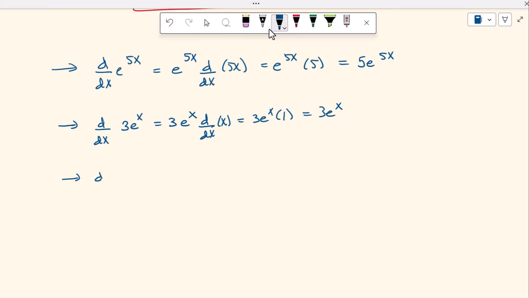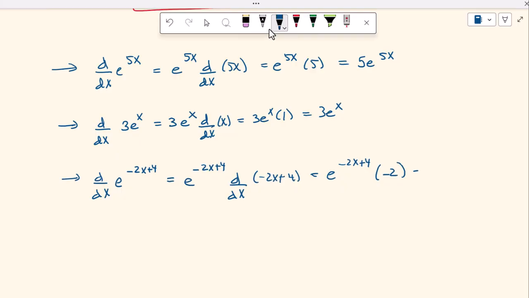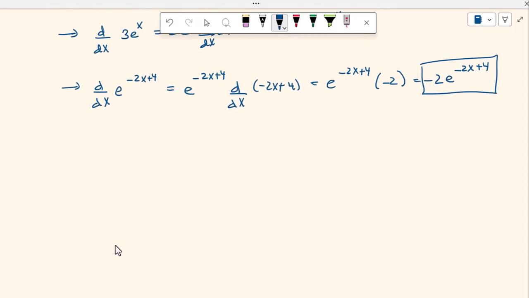Let's look at the derivative with respect to x of e to the negative 2x plus 4. The derivative of e to the u is e to the u prime. Okay, so now we've got to finish it, e to the u, and then that u prime, the derivative of negative 2x plus 4, is negative 2, and then we could rewrite that as negative 2e to the negative 2x plus 4. So taking derivatives, just remember that the derivative of e to the u is e to the u prime. U prime is the same as du dx.